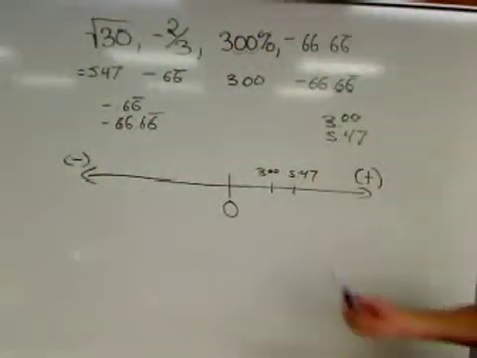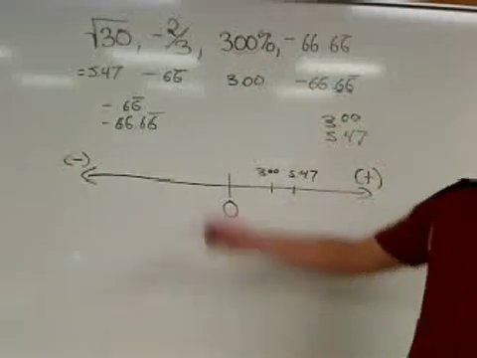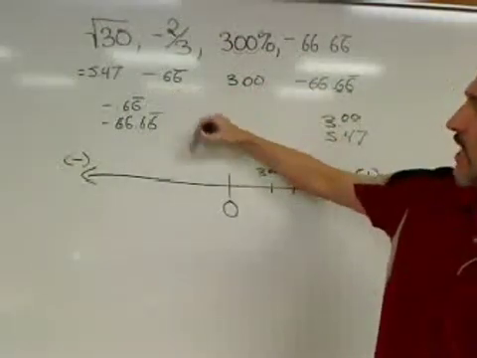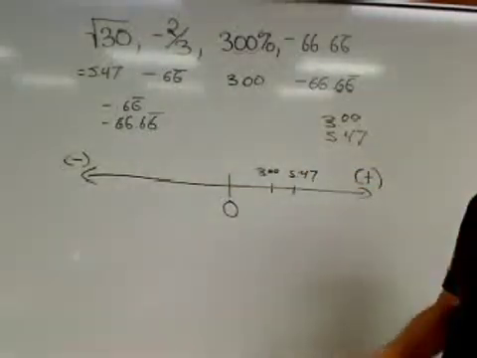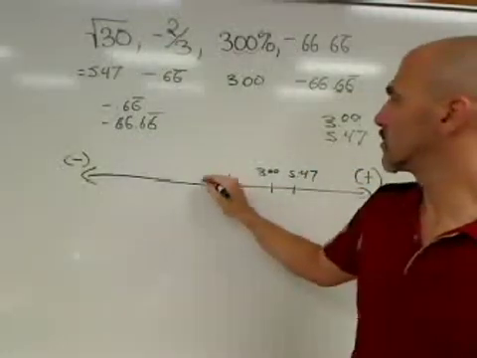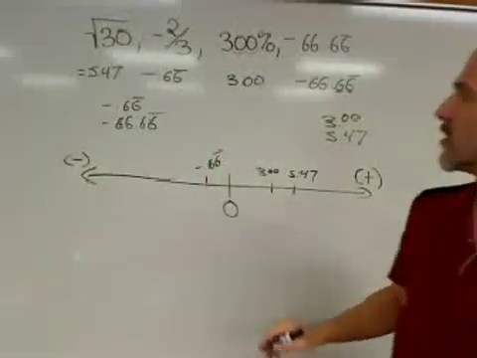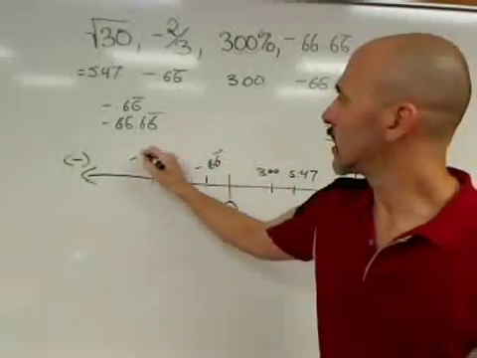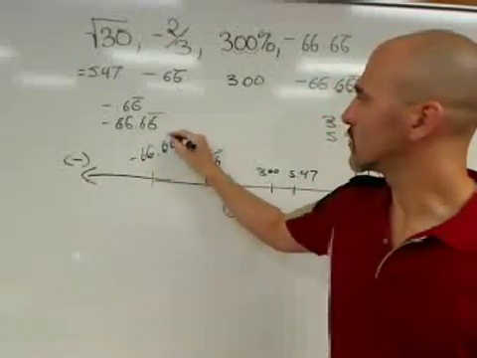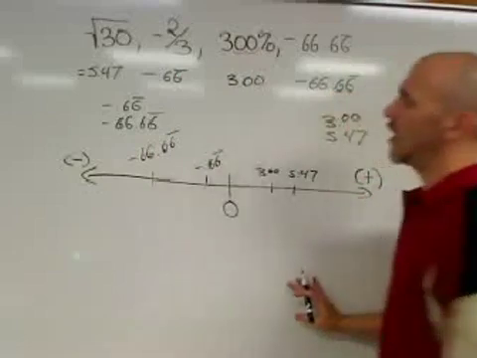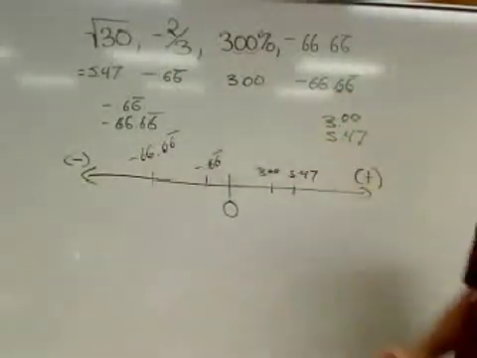So ask yourself, as you're leaving 0, what number are you going to run into first? Negative 0.66, negative 66, or negative 66.66? And the answer is, of course, going to be the 0.66. So that would be negative 0.66. And then we would run into the negative 66.66. So of course this is not accurate. 66 would be way out there. 0.66 would be right next to the 0.